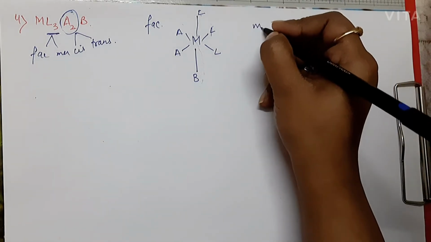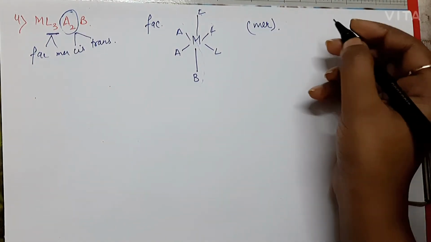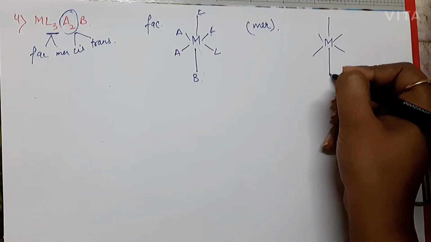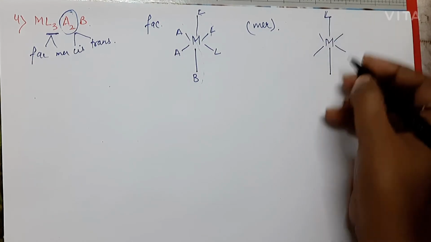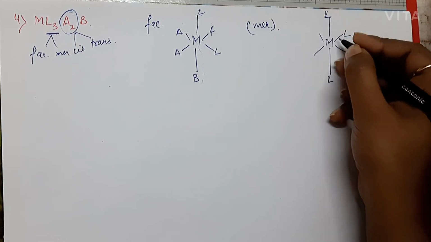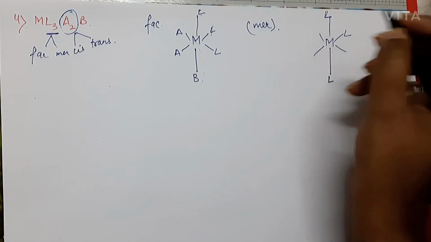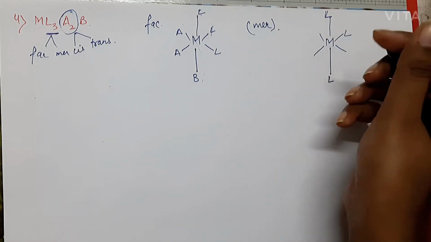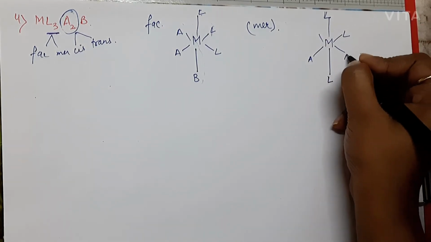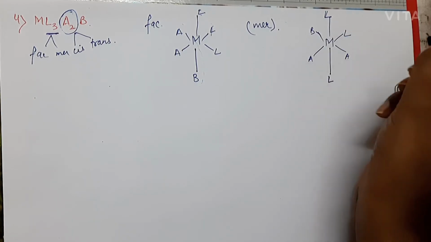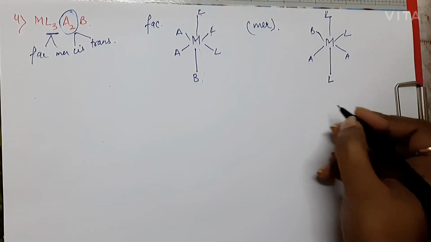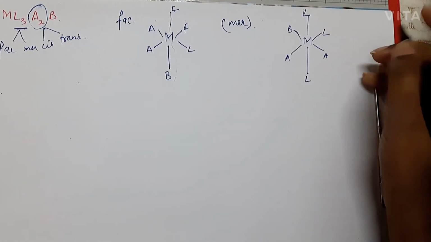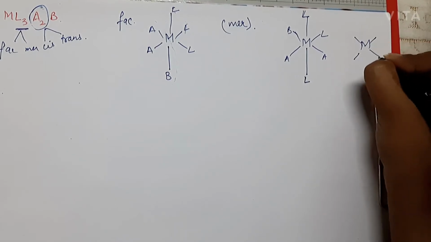Now if we look for the mer isomer, first what we will do is assign the positions. First we will place two ligands at 180 degree and the third ligand at 90 degree with these two. Now we have these three positions. First what I am going to do is place 2A adjacent to each other like this and B here, right? This is the first case. Now I am going to make a similar arrangement for L.